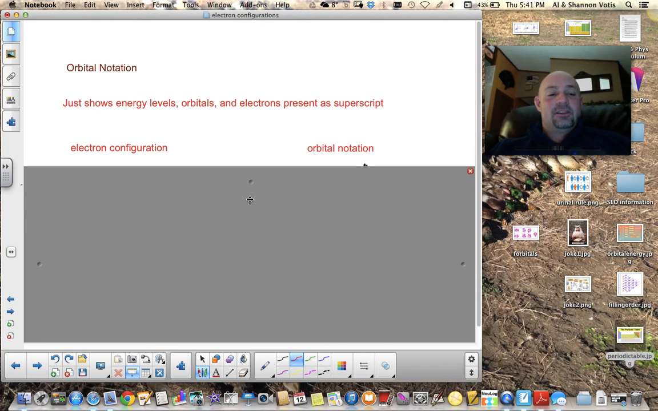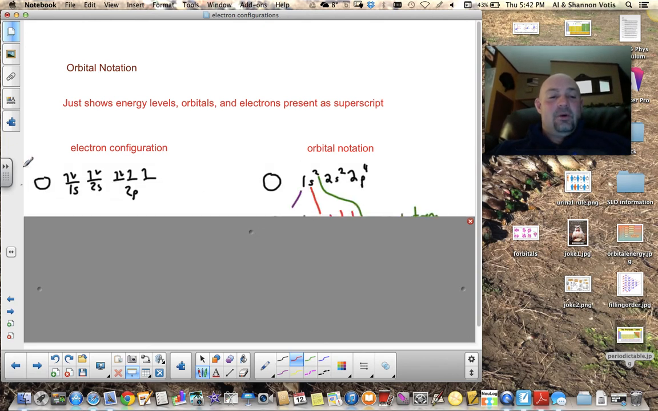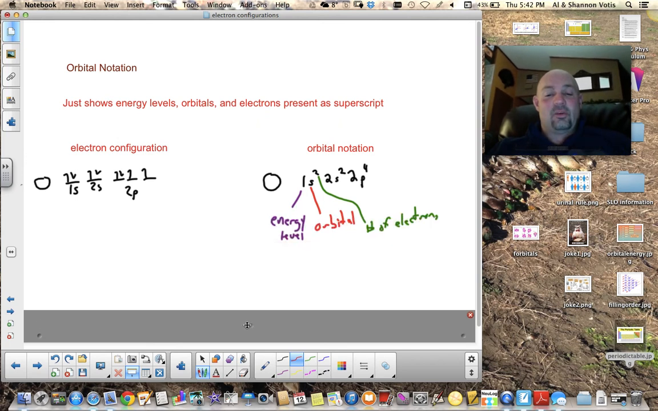So here are the differences. Oxygen was O, 1s2, 2s2, so it's up and down, and then there's 4 electrons in the p, so 1, 2, 3, come back and 4. We draw the electrons with arrows. In orbital notation, I just use numbers to represent how many electrons there are in that orbital. How many arrows are in the 1s? 2. How many arrows are in the 2s? 2. In the 2p, all 3 of those lines, there are 2, 3, 4 electrons. And there you have orbital notation.